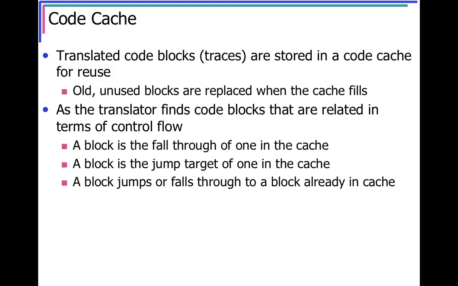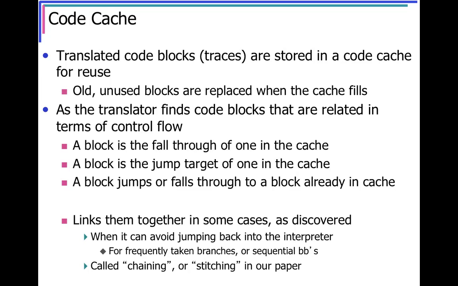We can also connect traces in the code cache together via links. If there's a block that has a fall-through edge to another block in the cache, if there's a block that is a jump target of one of the ones in the cache, or if there's a block that jumps or falls through to a block already in the cache, we can link these blocks together. In our paper, this is called chaining or stitching. This allows us to avoid jumping back into the interpreter every time we go between the code cache and the interpreter as a source of overhead.